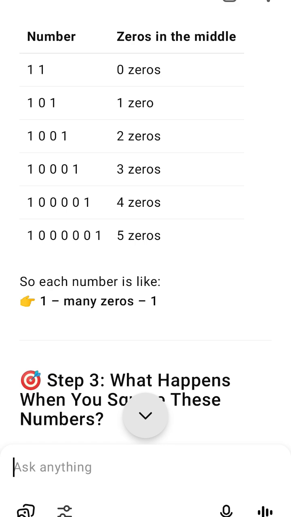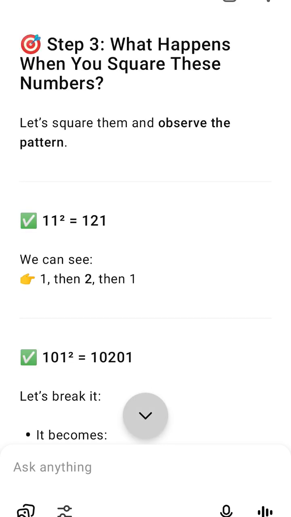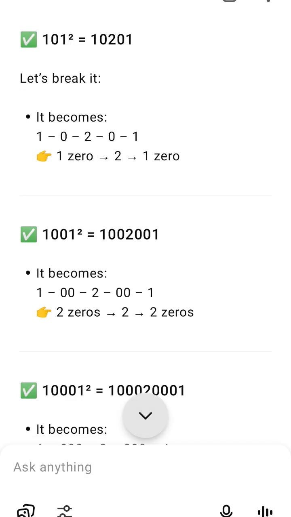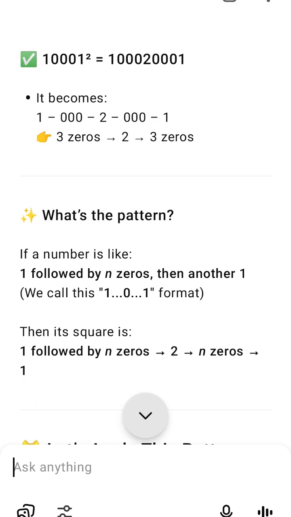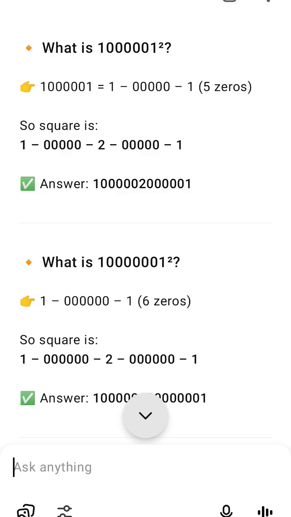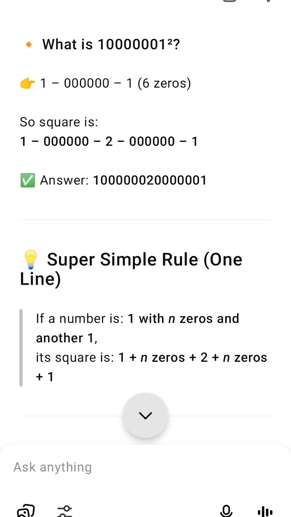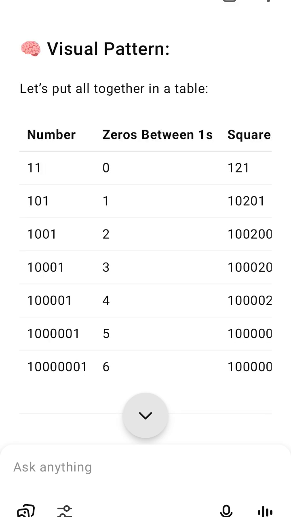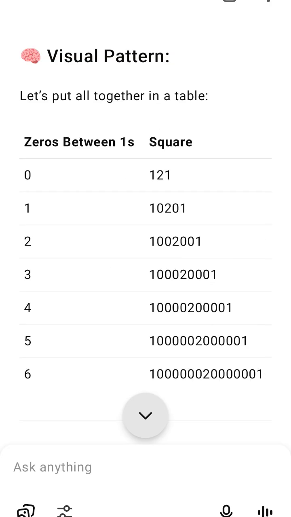Step 3. What happens when you square these numbers? Let's square them and observe the pattern. 11 squared equals 121. We can see 1, then 2, then 1. 101 squared equals 10201. 1001 squared equals 1002001. It becomes 1, 00, 2, 00, 1. 2 zeros, 2 zeros. 10001 squared equals 100020001. It becomes 1, 000, 2, 000, 1. 3 zeros, 3 zeros.